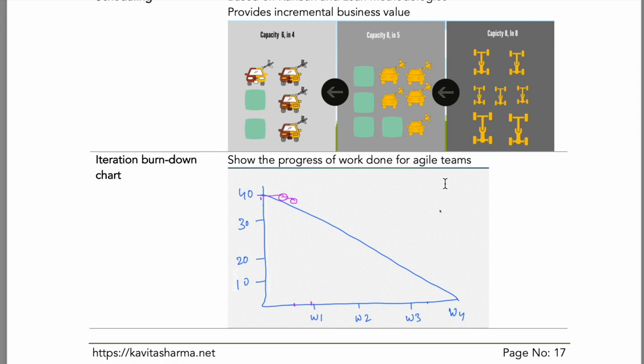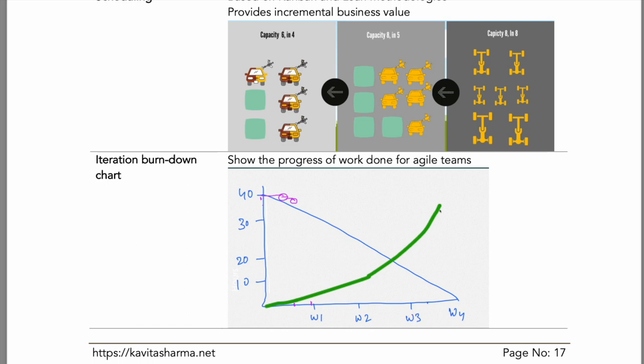We also discussed Kanban boards. The iteration burndown chart is the way to monitor what's going on in your agile team. This is an example of an iteration burndown chart. We also discussed the iteration burn-up chart. So you know what a burn-up chart is like this.